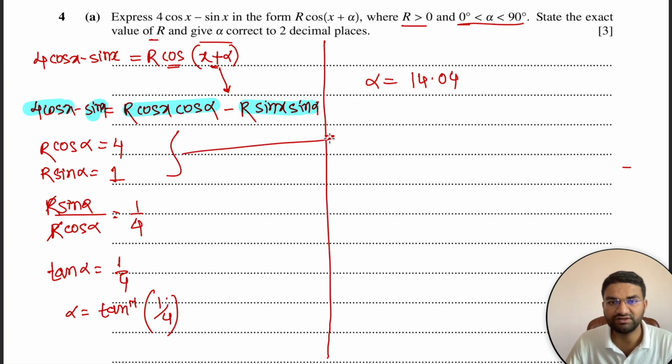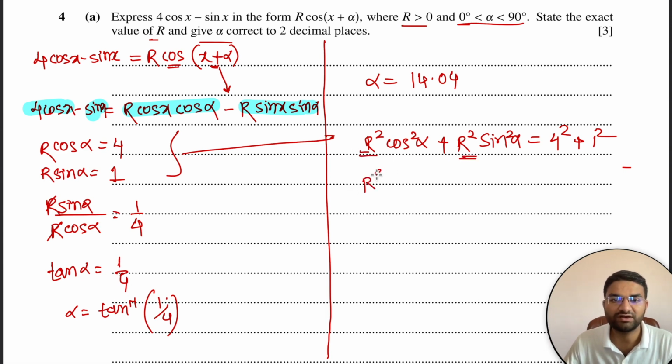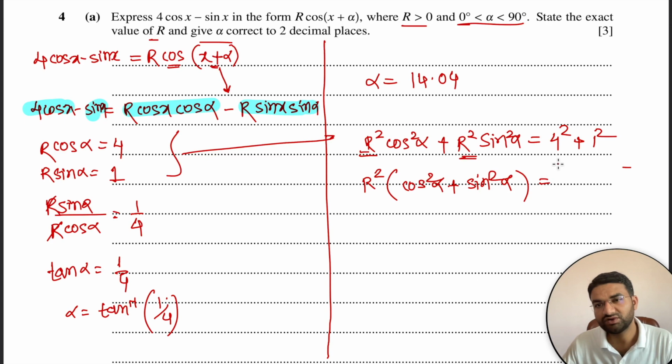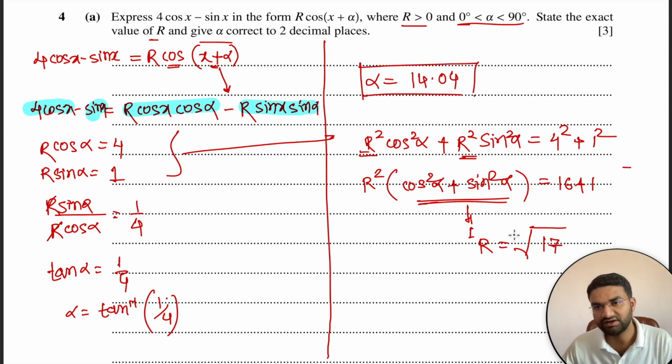From these two equations, r squared cos squared alpha plus r squared sin squared alpha is equal to 4 squared plus 1 squared. Taking r squared common, you are left with cos squared alpha plus sin squared alpha equal to 16 plus 1. And sin squared alpha plus cos squared alpha is 1. So r is equal to square root of 17. These are the two values you have to find: alpha and r.